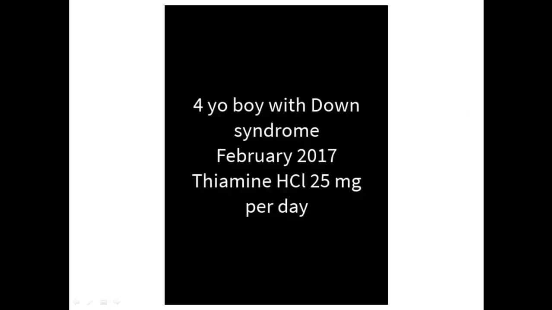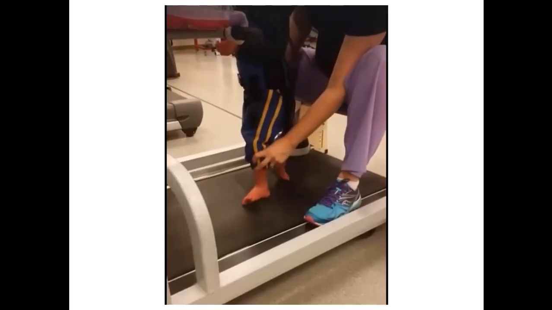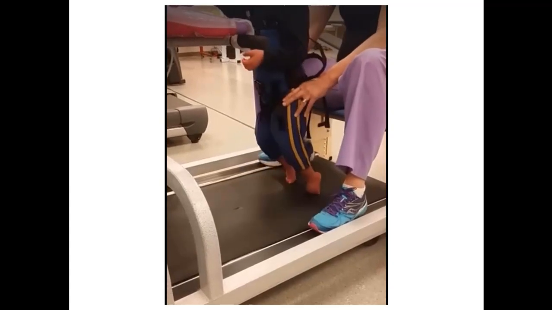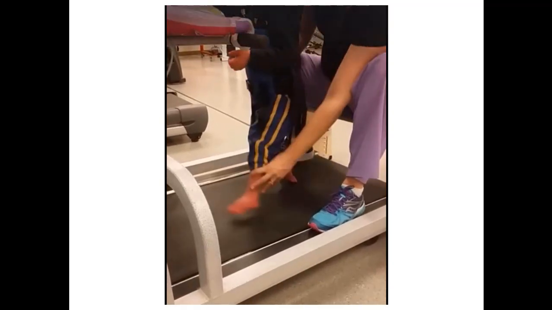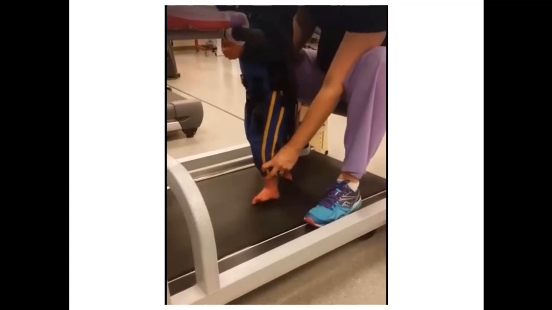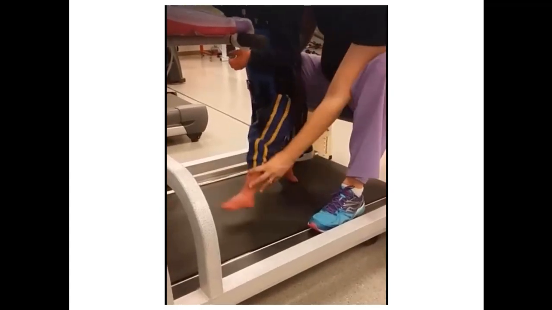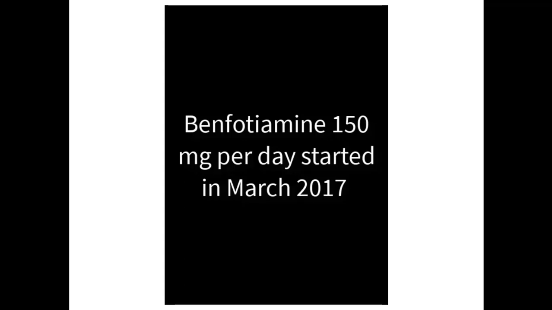I'll just talk over this. So this was again in February of 2017 when he was on only 25 milligrams. And you can see the redness in his feet here. They're trying to get him to walk on this treadmill, and he is just about paralyzed in his feet. That redness is a sign of neuropathy, and he's not using his feet. So then we started in March of 2017, 150 milligrams of benfotiamine.